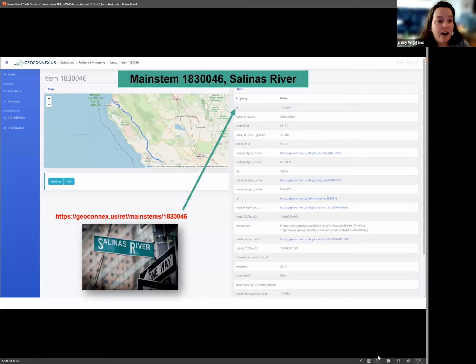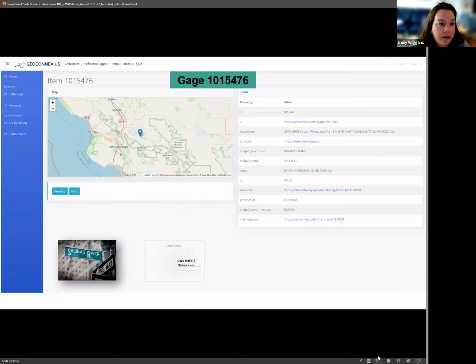And you can see 1830046, that is its unique identifier. So we talked about how that's one of the ways that Geoconnex works. It's a unique identifier. No other river has this. The Colorado River and the Colorado River have two different ones of these.